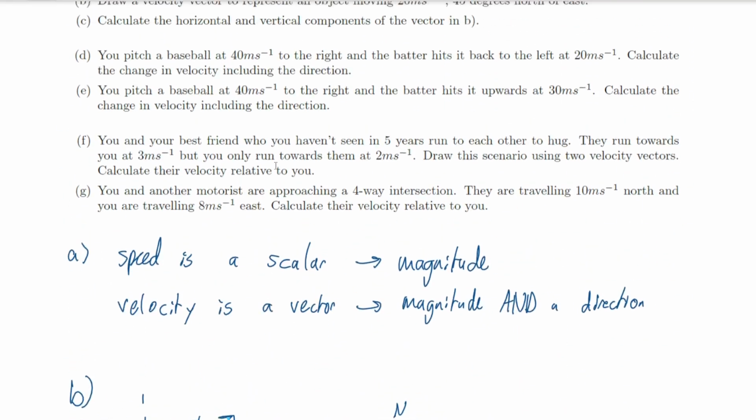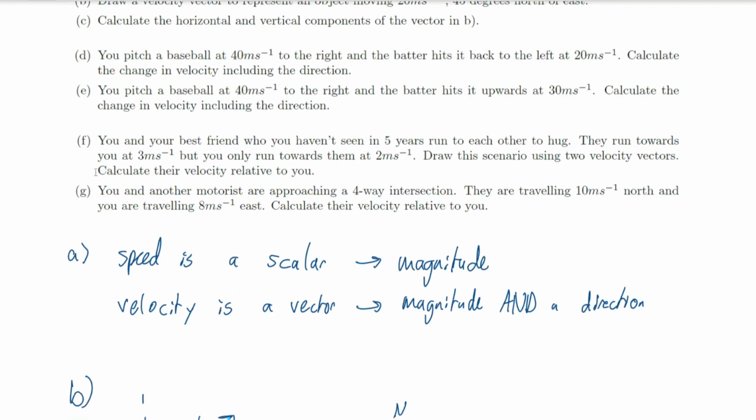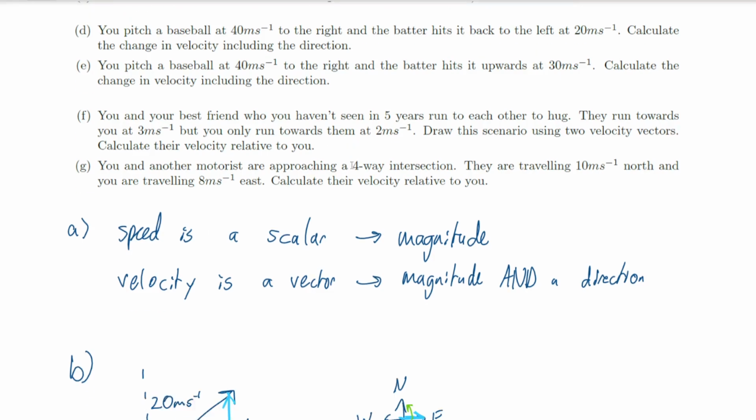All right, onwards. Question F. So you and your best friend, who you haven't seen in 5 years, run to each other to hug. Oh, so cute. Now they run towards you at 3 meters per second, but you're not as excited to see them, so you only run towards them at 2 meters per second. Draw this scenario using two velocity vectors and calculate their velocity relative to you. So you're going at 2 and they're going at 3.